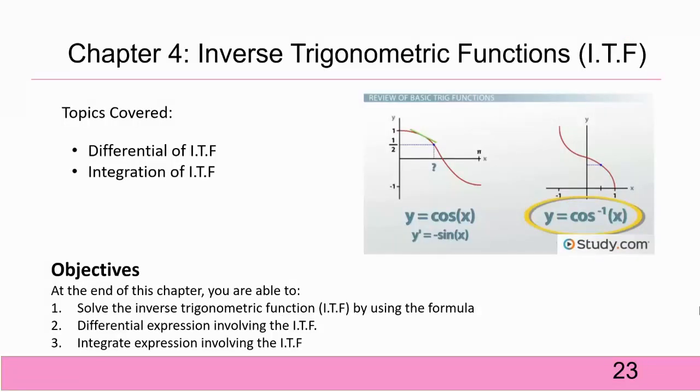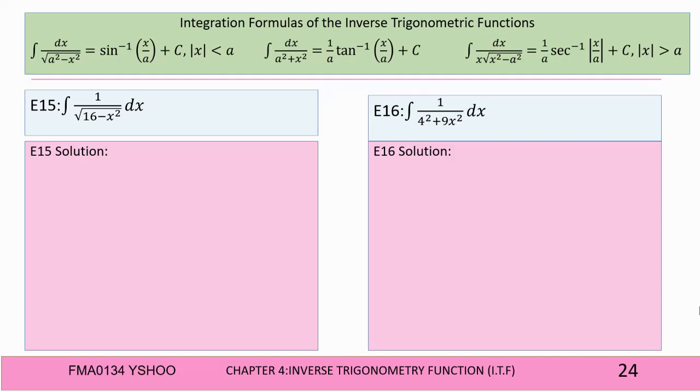Now, we're going to discuss the last part of your chapter 4, 4.3, integration of inverse trigonometry functions. Actually, we only have three different formulas. Integrate dx over square root of a square minus x square, you will get sine inverse. The one without the square root will become tangent inverse. The one with x and x square will become secant.